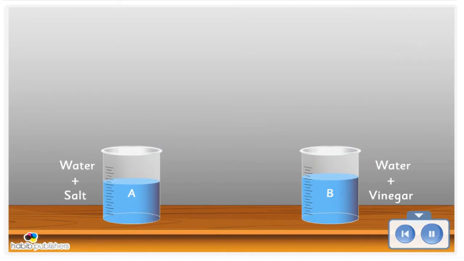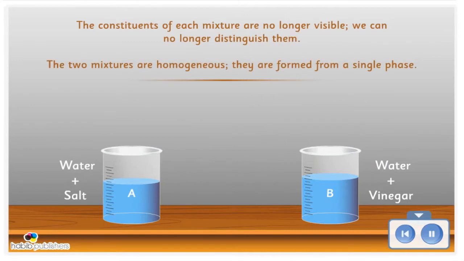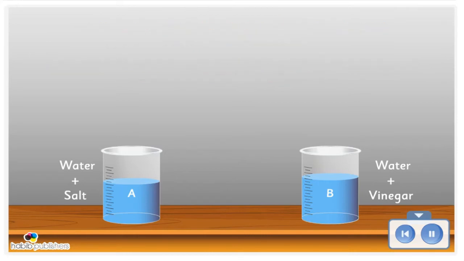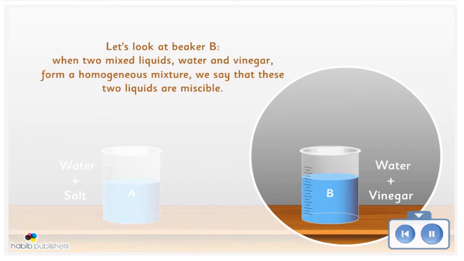What do we notice? The constituents of each mixture are no longer visible. We can no longer distinguish them. The two mixtures are homogeneous. They are formed from a single phase. Let's look at beaker B. When two mixed liquids, water and vinegar, form a homogeneous mixture, we say that these two liquids are miscible.